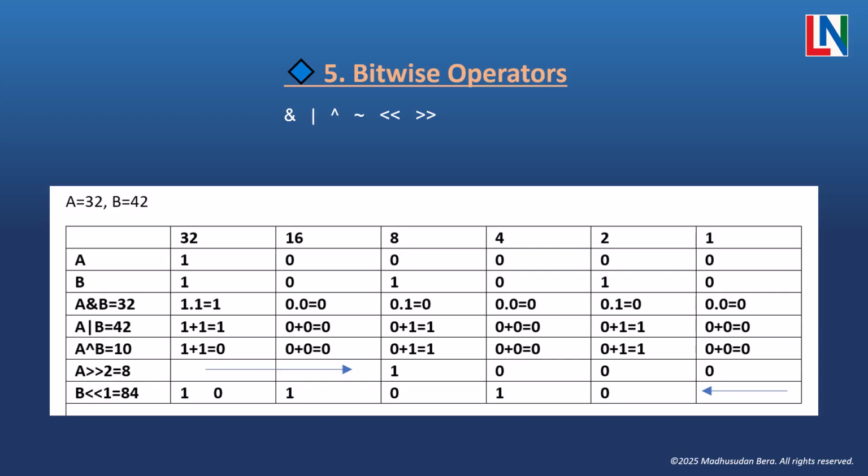For left shift, it shifts bits to the left. Look here, for the value of b, each bit is shifted 1 place to the left, and finally we will get 1010100, which is equal to 84.